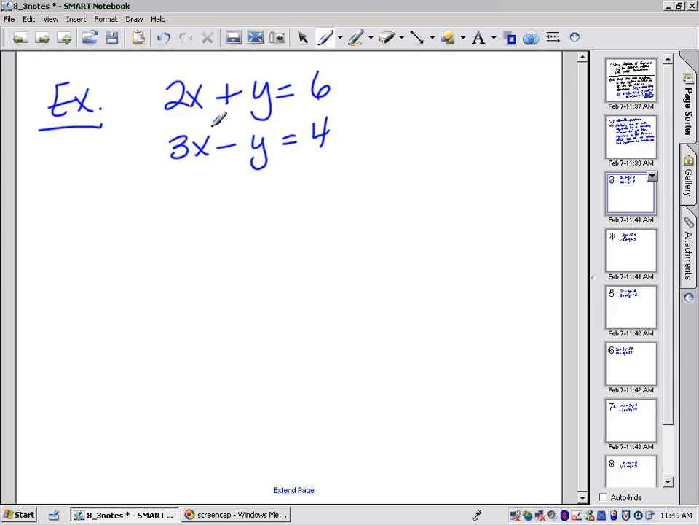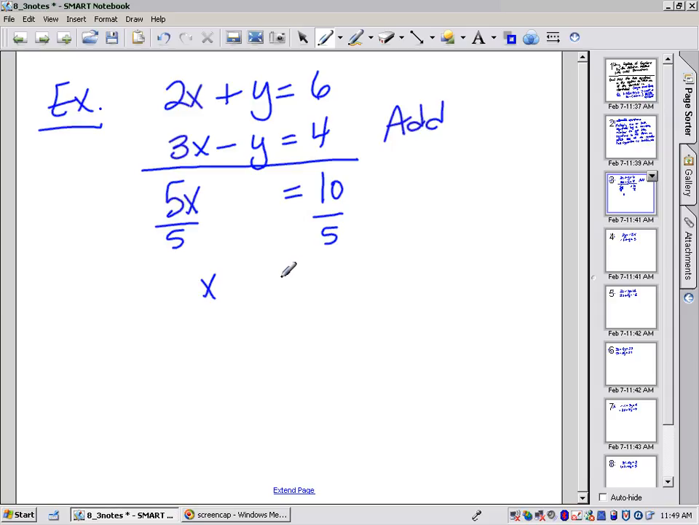Like this system, 2x plus y equals 6 and 3x minus y equals 4. If we examine the coefficients of x, 2 and 3 are not opposites of one another, but the coefficients of y are opposite, right? This is a positive 1, this is negative 1. So we can go ahead and add those two equations together to get 2x plus 3x is 5x. The y and minus y add to 0, and that's equal to 10. Our whole goal is to get an equation with one variable that we can solve. So when we divide through by 5, we find that x is 2.